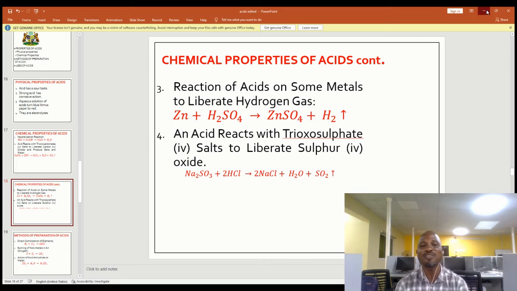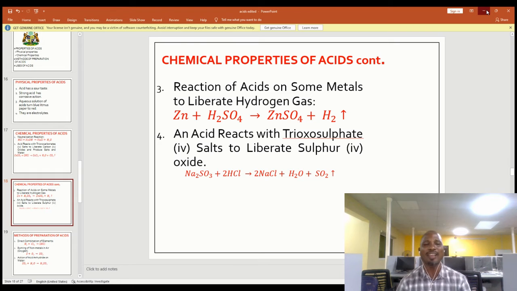So the next one is acids react with trioxosulfate (IV) salts to produce sulfur (IV) oxide. You can see here sodium trioxosulfate (IV) reacting with hydrochloric acid to produce sodium chloride plus water plus SO2 gas. SO2 is sulfur (IV) oxide.